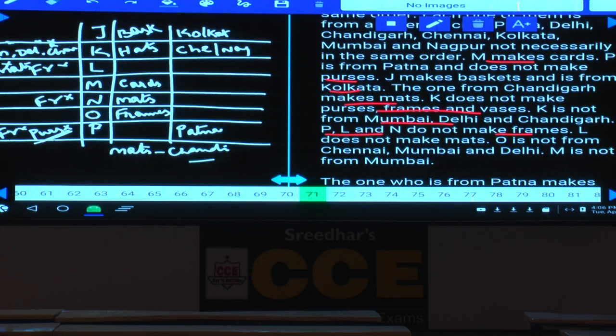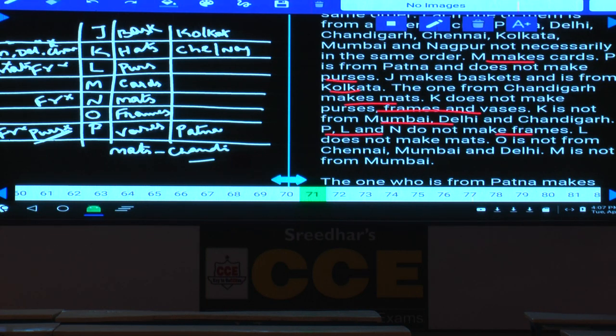And then who makes purses here? L makes purses. If L makes purses, then what is the other thing left over here? Wages. And so who makes wages? This P makes wages. Done with this? And this is how these persons are making different things.